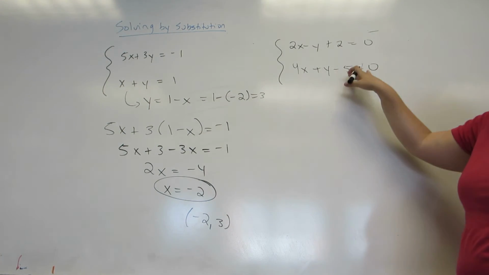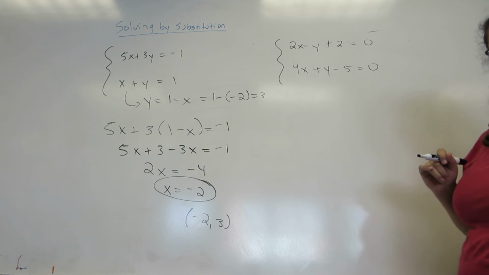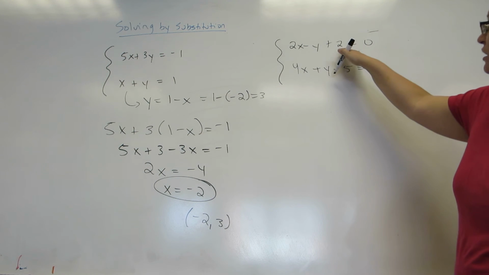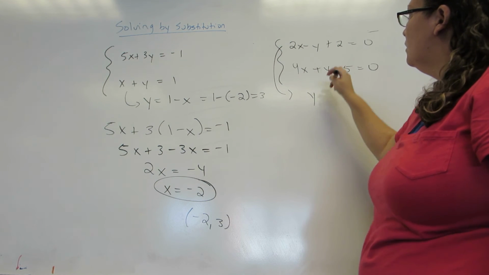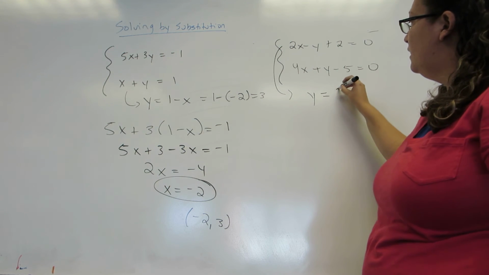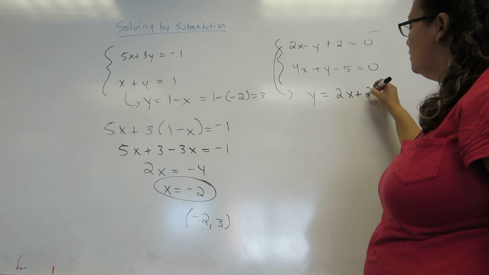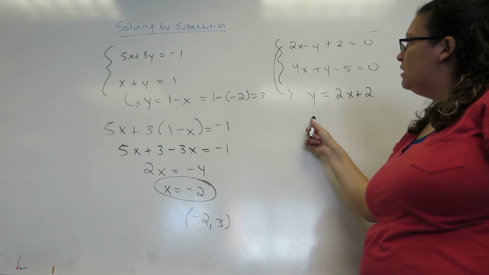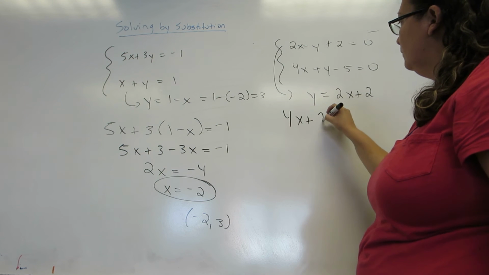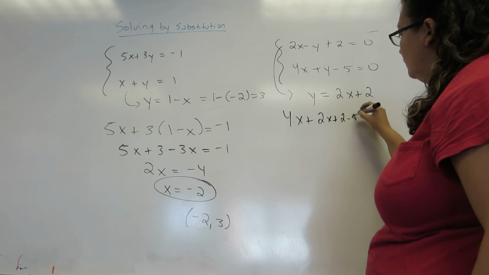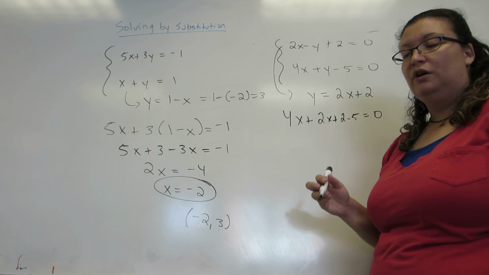Okay. I need to pick an equation and solve it for the variable. It's actually easiest to solve this first equation for y, because I just move y over to the other side, and I see that y is 2x plus 2. Now I'm going to plug this in for y into the second equation, and then proceed to solve for x.